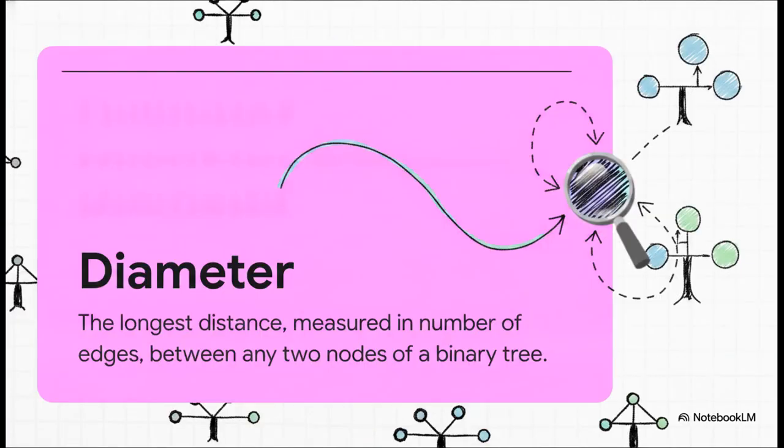Okay, here's our baseline definition straight from the problem statement. The diameter is the longest distance measured in the number of edges between any two nodes of a binary tree. Just think of it simply as the longest path you can trace from one node to another without ever lifting your pen off the paper. And notice that it specifically says measured in the number of edges, not the number of nodes. That's a tiny detail, but it's an absolutely crucial one.